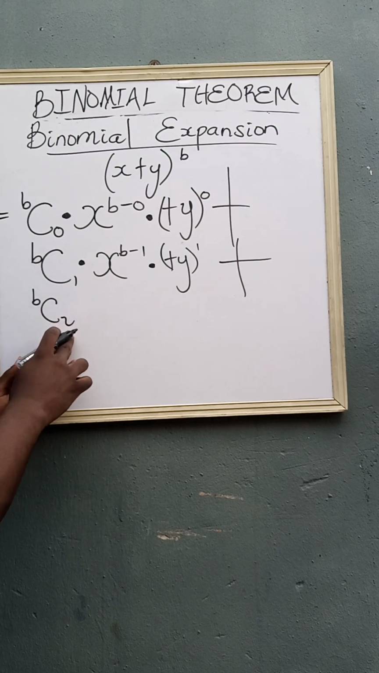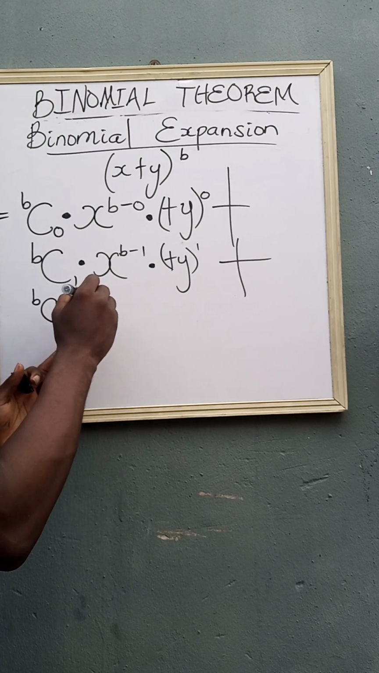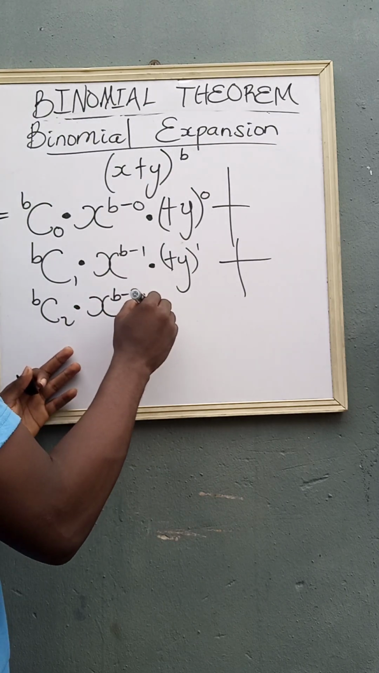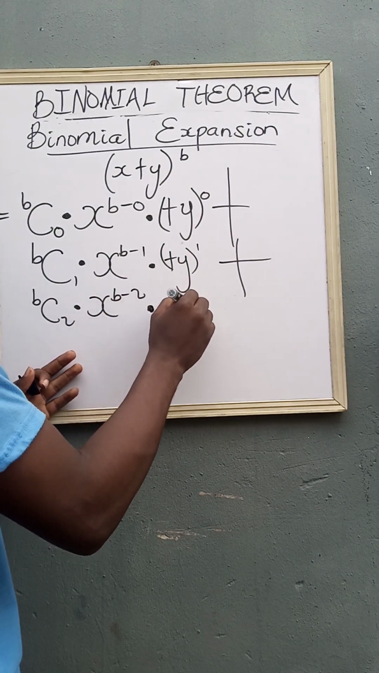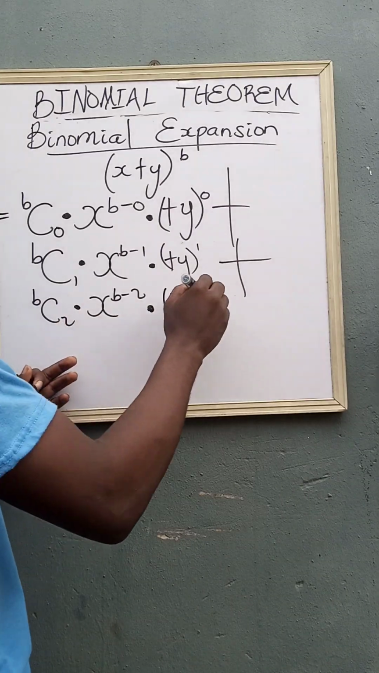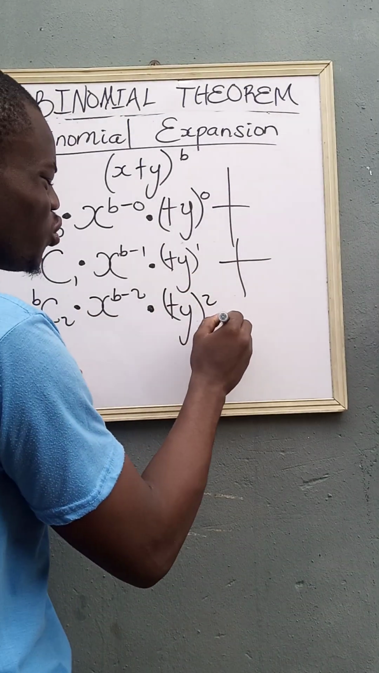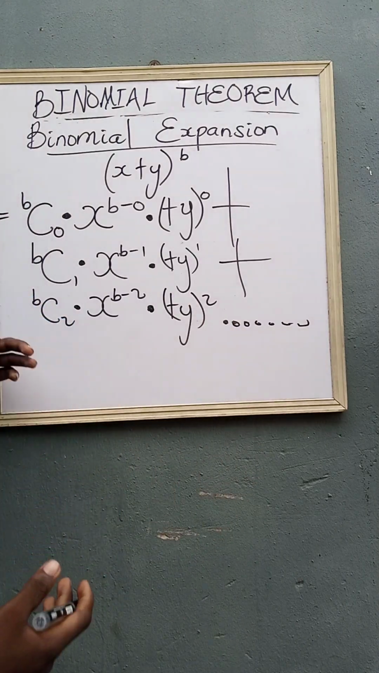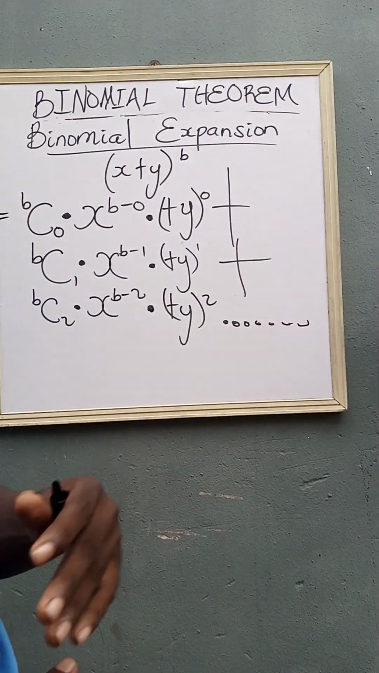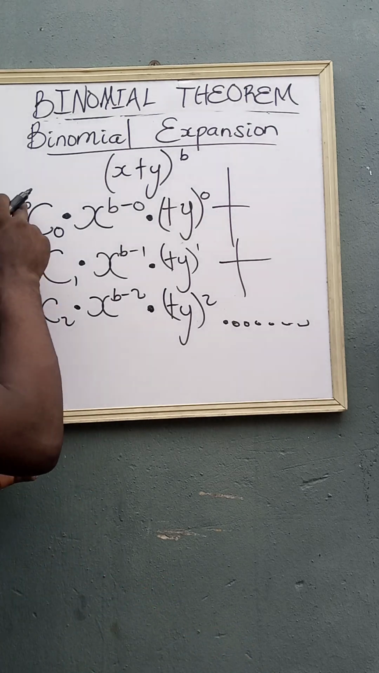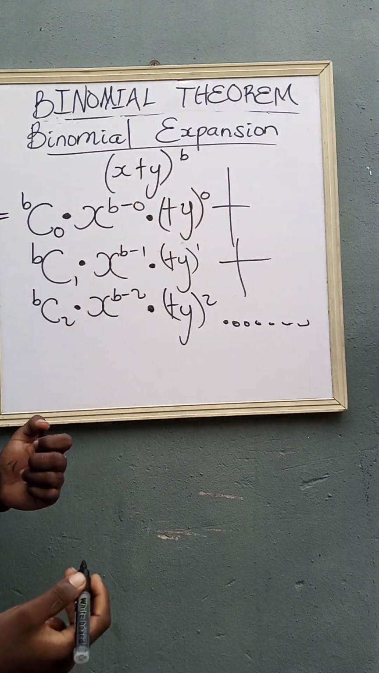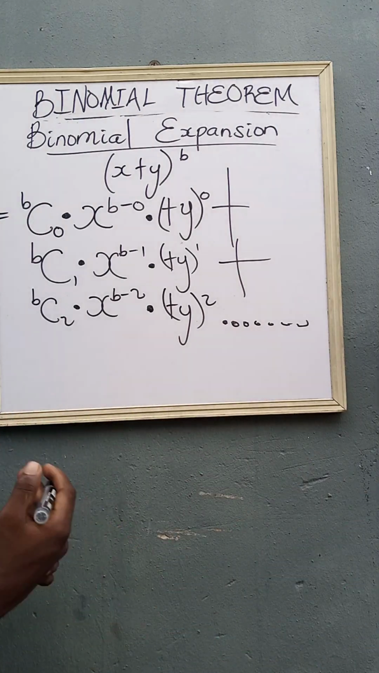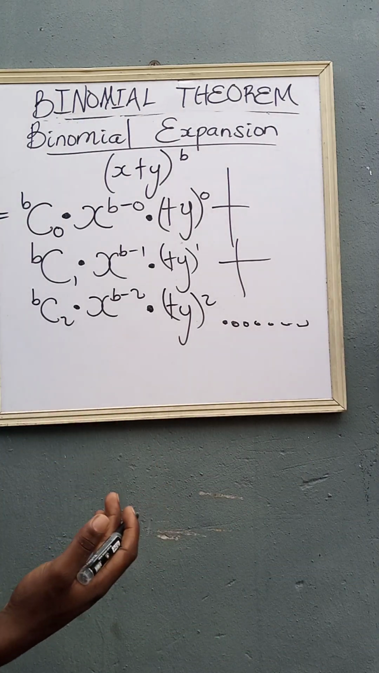Then move to b combination 2, after 1 gives 2, multiplied by x raised to the power of b minus 2, multiplied by the second term, plus y raised to the power of your r, which is 2. And this moves on and on like that. You have an infinite series; we can continue this forever, because this is not a definite power. Exactly. So this particular thing is what we will follow as we solve questions on binomial expansion.